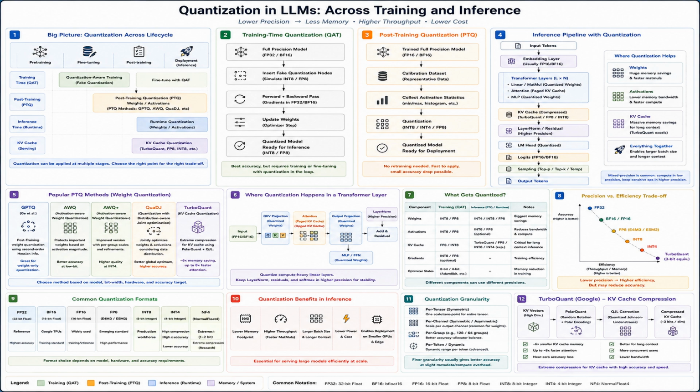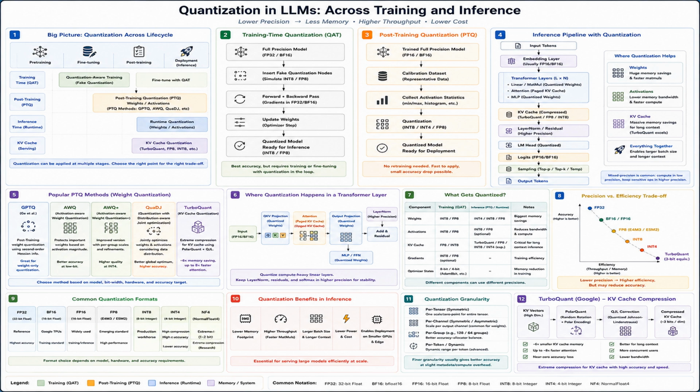Section 8 describes the trade-off between precision and efficiency. As we move from FP32 to FP16 to FP8 to int8 and to even int4, memory usage decreases, throughput increases, but accuracy may degrade. The goal is to find the optimal balance depending on the application. TurboQuant pushes even further, effectively reaching around 3-bit equivalent compression for KV cache.